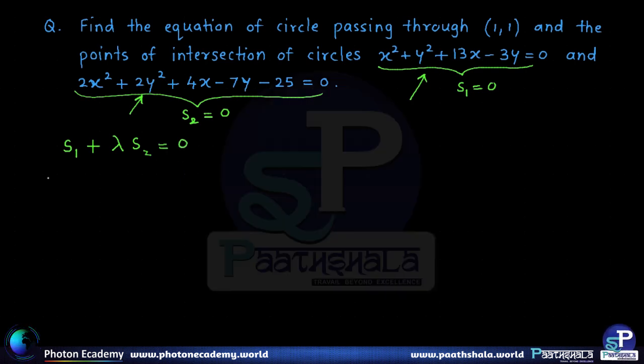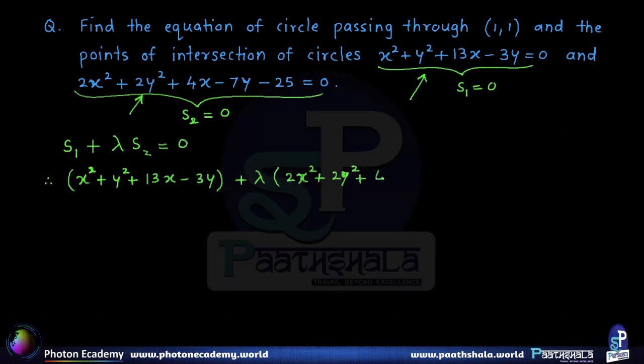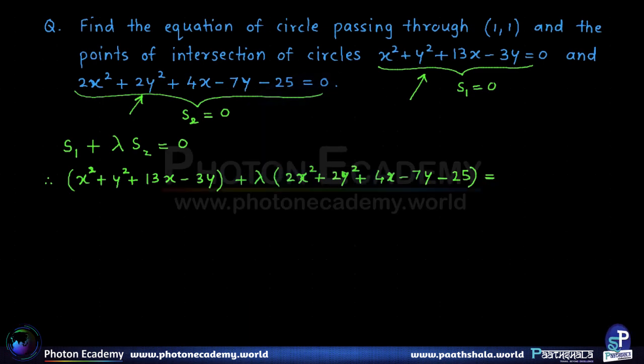So therefore let us write it as x square plus y square plus 13x minus 3y plus lambda times the expression for the second circle, so that is 2x square plus 2y square plus 4x minus 7y minus 25 equal to 0. So this represents the family of all those infinitely many circles in general.